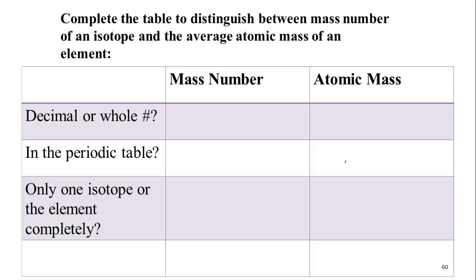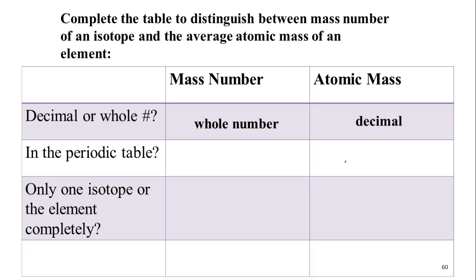So, summary, this is what you're going to be expected to know. You're going to want to be able to complete this table. The mass number, is that going to be a decimal or a whole number? Well, remember, the mass number is just the number of protons plus neutrons, so that's going to be a clean whole number. The atomic mass, is that going to be a decimal or a whole number? Well, the atomic mass, which we call the average atomic mass, is an average, right? So that's going to be a decimal.